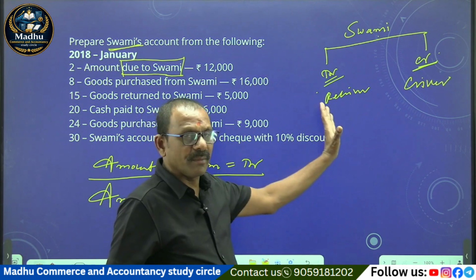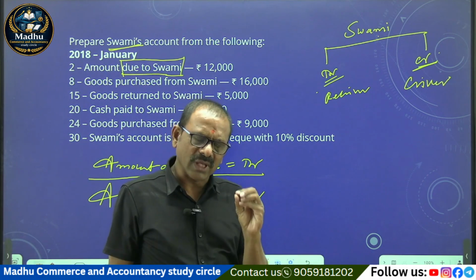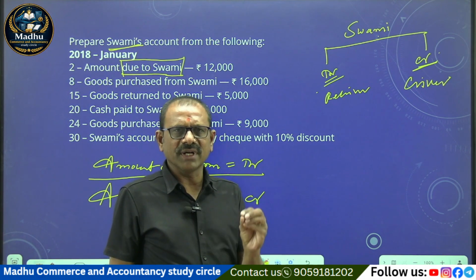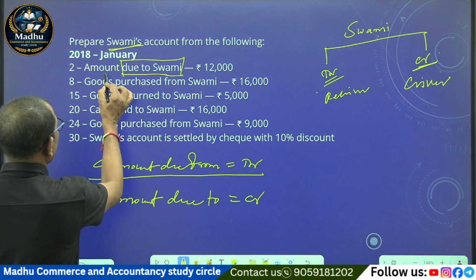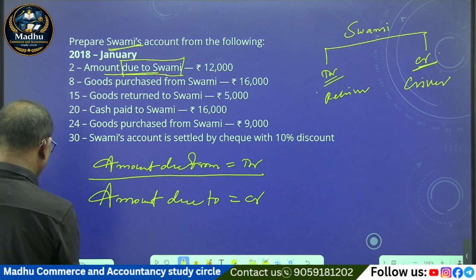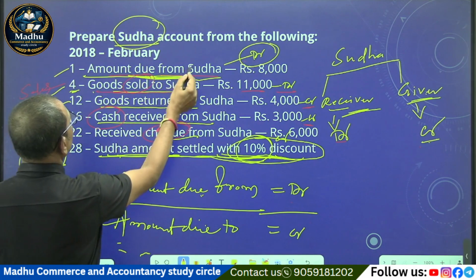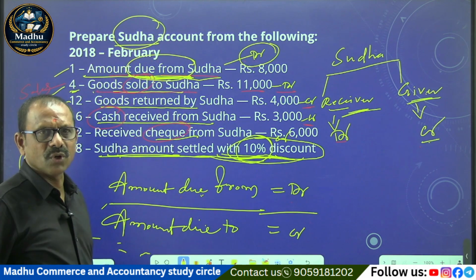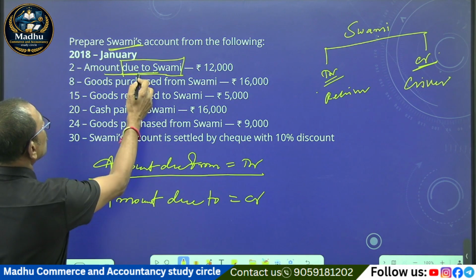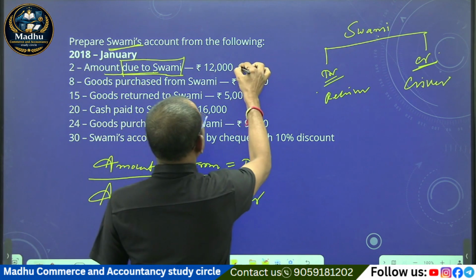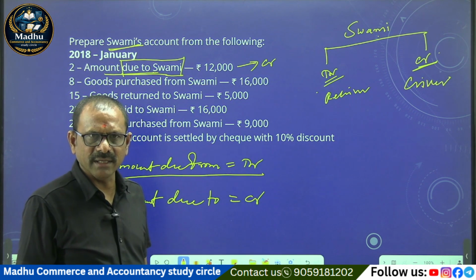Swami receiver है तो debit में लिखना, Swami giver है तो credit में लिखना. Same as usual like Sudha account. Sudha account अपन कैसे करें वैसे ही करना. How we did Sudha account, same manner we have to do. But in this only one thing is different. Amount due to is given. In previous problem, Sudha account, amount due from is given. But in this problem what is given here? Amount due to, which means which side balance? It is credit side balance.